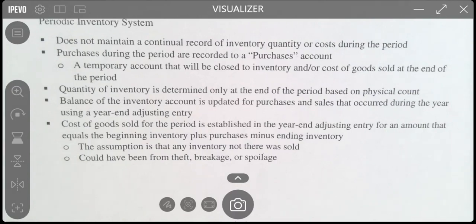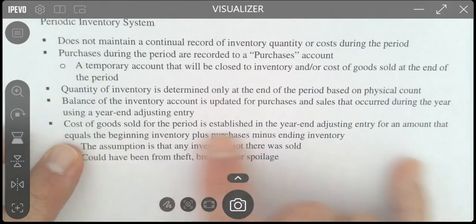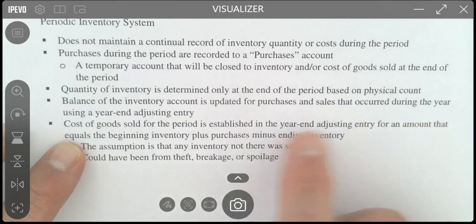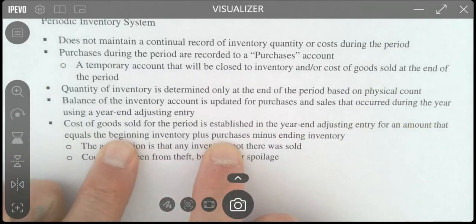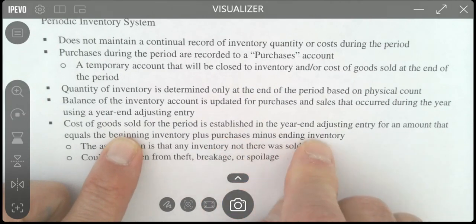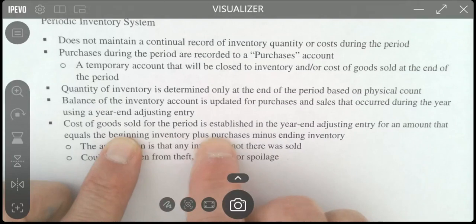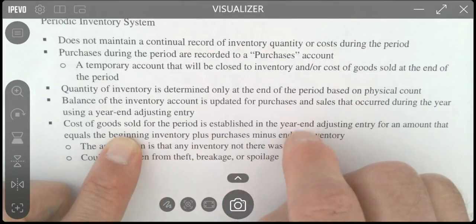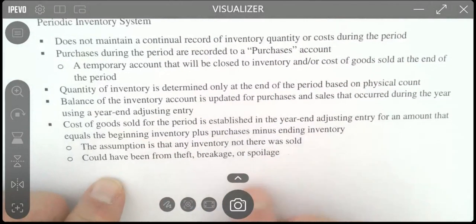The cost of goods sold for the period is established in the year-end adjusting entry for an amount that equals the beginning inventory plus purchases minus the ending inventory. Now, that should make sense after you think about it, because the beginning inventory plus purchases, well, what is that? That's the cost of goods available for sale. And it can be in one of two places. It can be sold or ending inventory. Thus, the cost of goods available for sale minus the ending inventory is the cost of the goods sold.